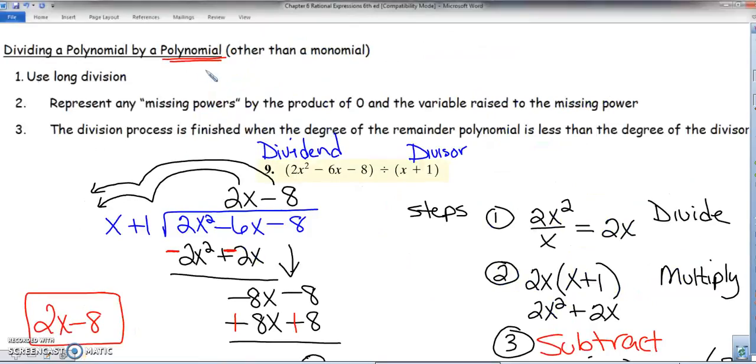So now let's look at dividing a polynomial by another polynomial other than a monomial. So in other words, you're dividing by something that has 2 or more terms. We're going to use long division.